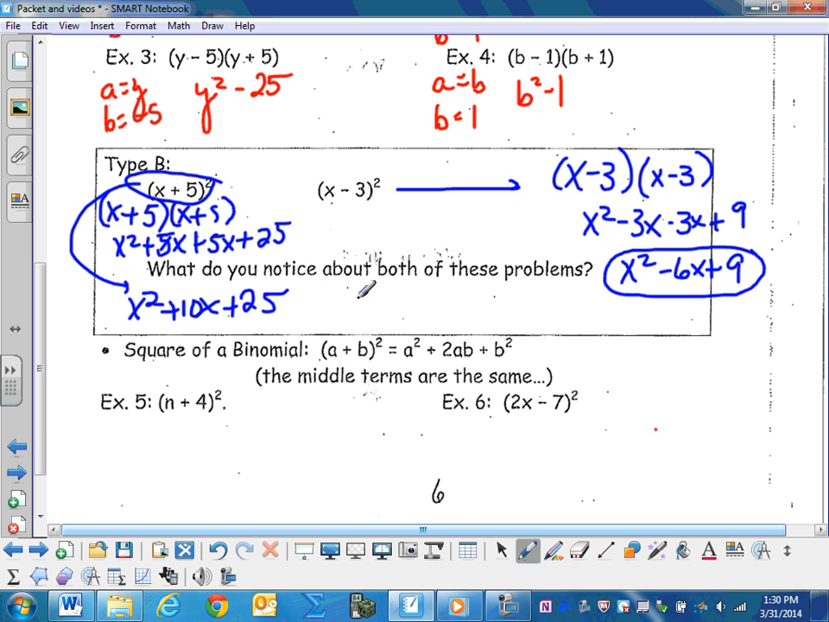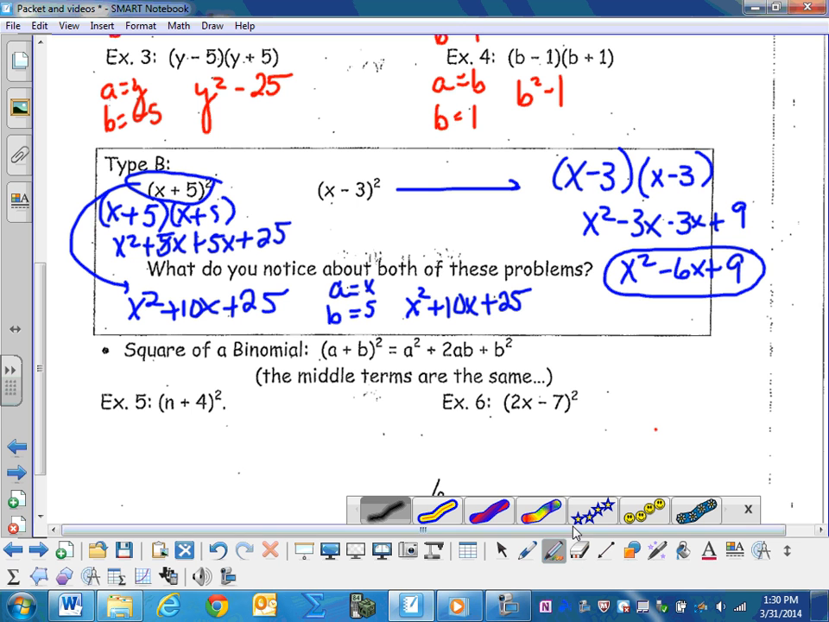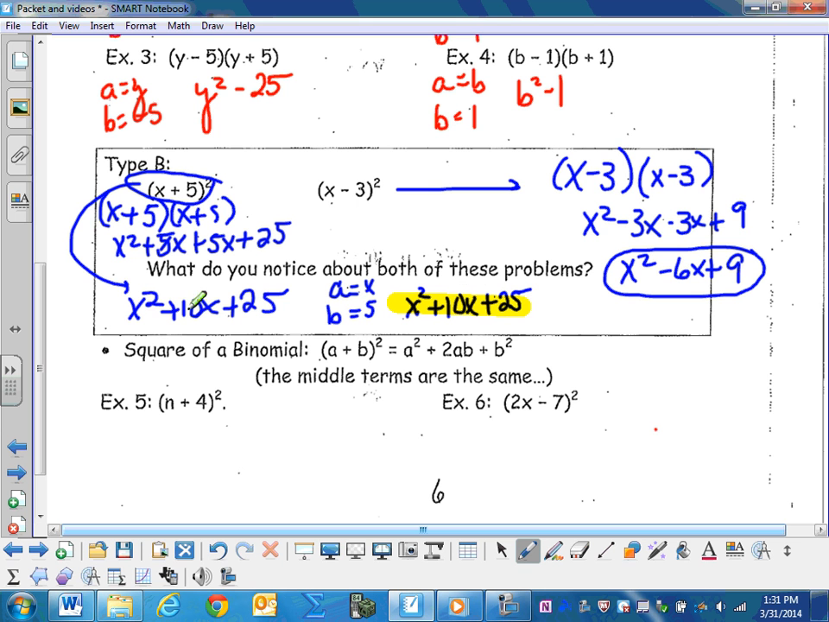We have x plus 5 squared. A is equal to x. B is equal to 5. So, to follow the pattern, we square a. X times x is x squared. We take 2 times a times b. So a times b is 5x, times 2 is 10x. Plus b squared. 5 times 5 is 25. Well, looky there. Isn't that what we got?